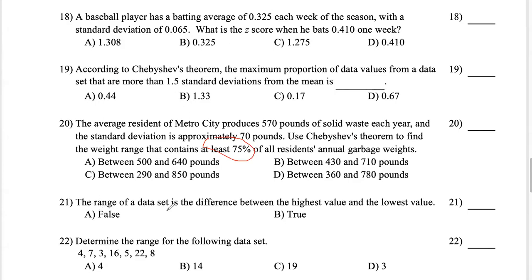The range of a data set is the difference between the highest value and the lowest value. We mentioned that in class. The midrange is the highest value plus the lowest value divided by 2. The range itself is the highest value minus the lowest value. Be careful with those terms here. Number 22, determine the range of these data sets. It's the highest minus the lowest. That's easy, not going to cover that.